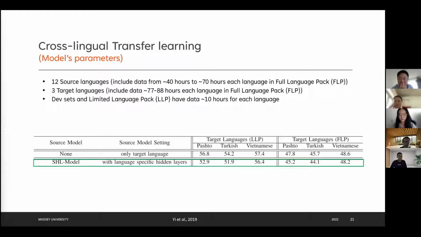Here we can also analyze that the full language pack has around 40 to 70 hours of data. That's the reason it performs better as compared to the limited language pack, which has only 10 hours of data. So indeed, cross-lingual transfer learning improves low resource speech recognition performance.